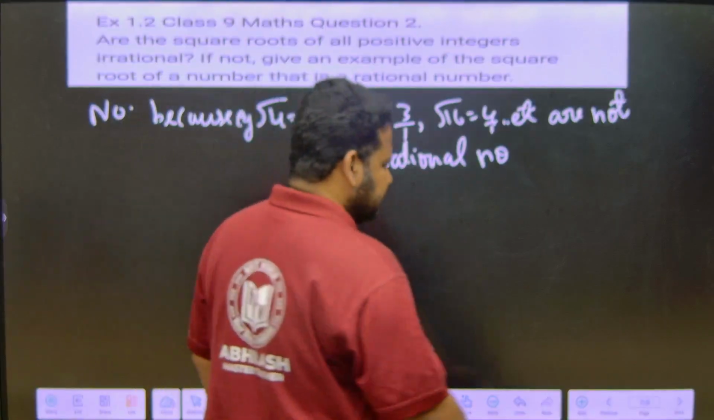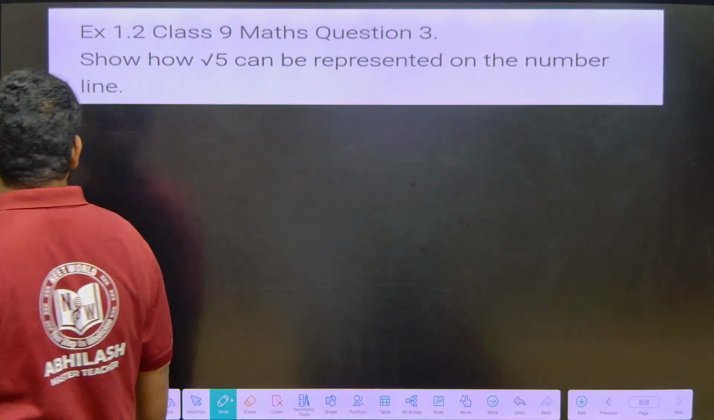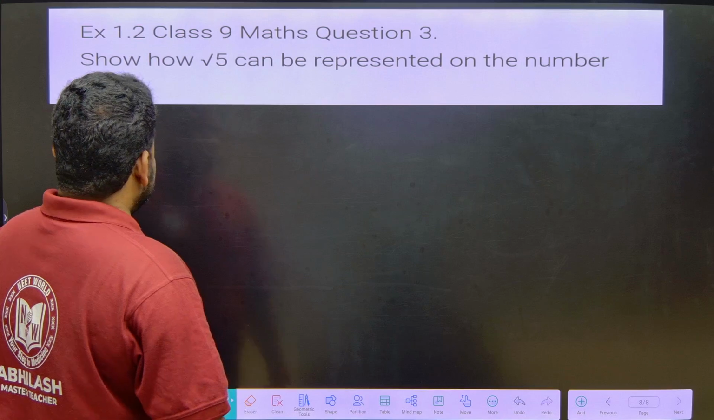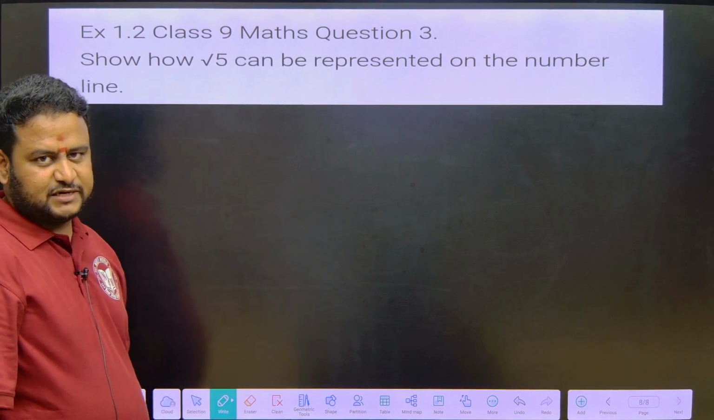Let us move to the next one, friends. Now what are they telling? They are telling, show how root 5 can be represented on the number line. They are asking how root 5 can be represented on the number line.